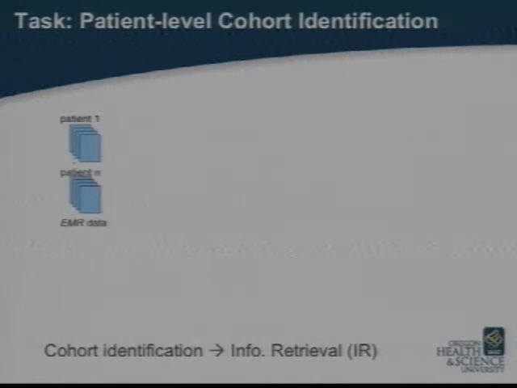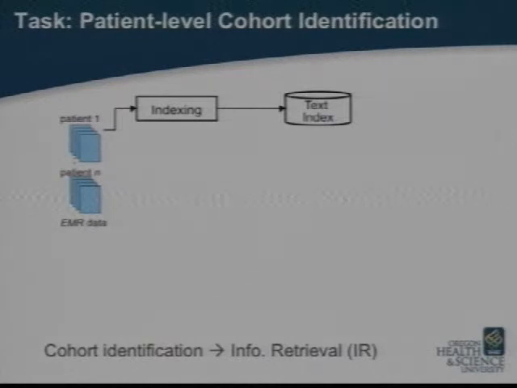Okay? So it's not obvious that you would treat cohort identification as an information retrieval problem, but that's the approach we're taking. And so the problem setting is basically that you have, say, n patients in a population on the left here, and for each patient you have multiple records of EHR data, right? We're going to take those records, index them in a standard information retrieval kind of index, an inverted index. And here I'm showing you just basically a text index. Let's just index the notes themselves.